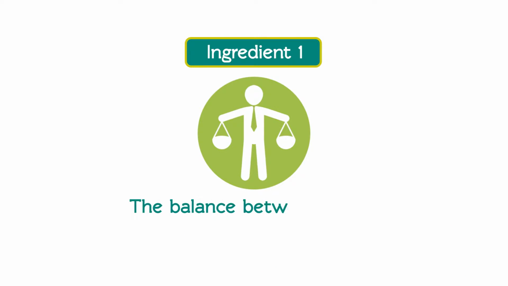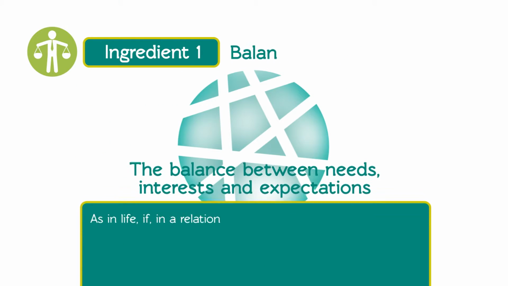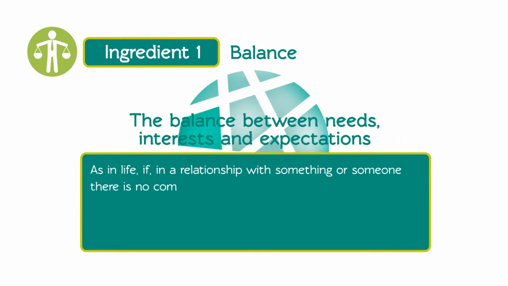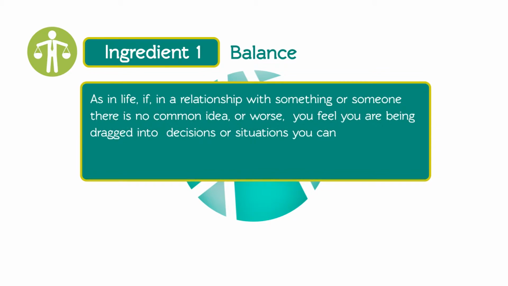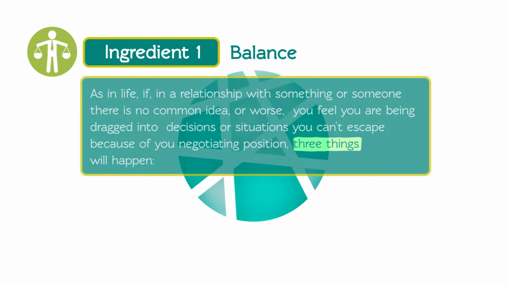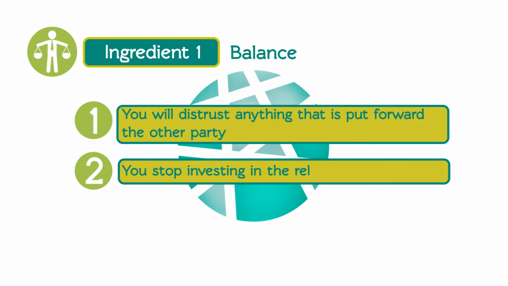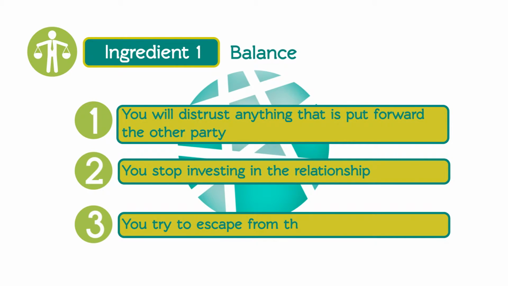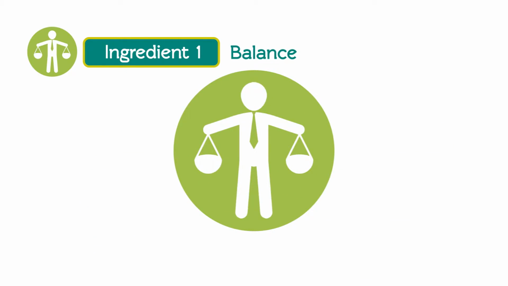Ingredient 1. The balance between needs, interests, and expectations. As in life, if in a relationship with something or someone there is no common idea, or worse, you feel you're being dragged into decisions or situations you can't escape because of your negotiating position, 3 things will happen. Firstly, by definition, you will distrust anything that is put forward by the other party. Secondly, you stop investing in the relationship. Thirdly, at the first opportunity, you try to escape from the relationship or minimize it to the maximum.